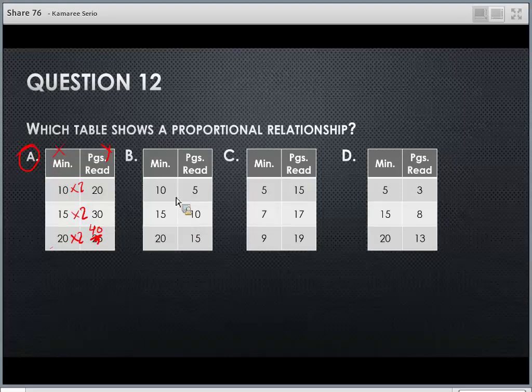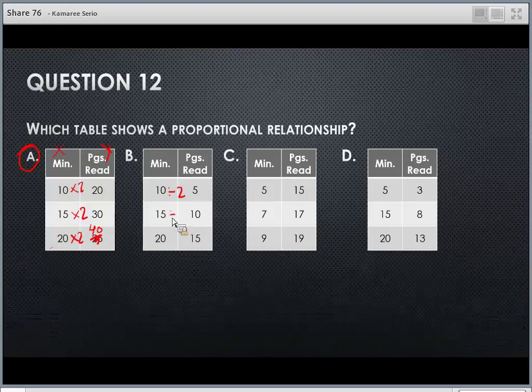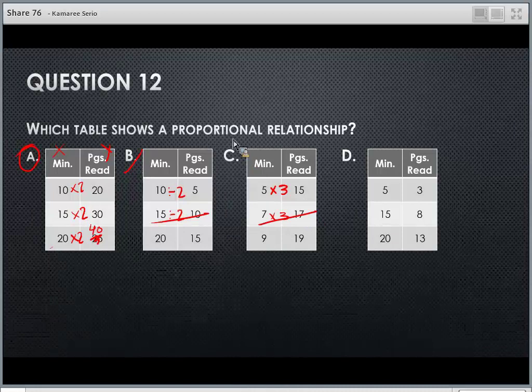Let's look here. If I have 10 divided by 2, that gets me 5. 15 divided by 2 is not 10, so this one does not work. 5 times 3 is 15. 7 times 3 is not 17. This one does not work. Now, 5 goes to 3. I can't really divide this evenly or multiply it, and I can't do that with any of the numbers. So D is also not an option.